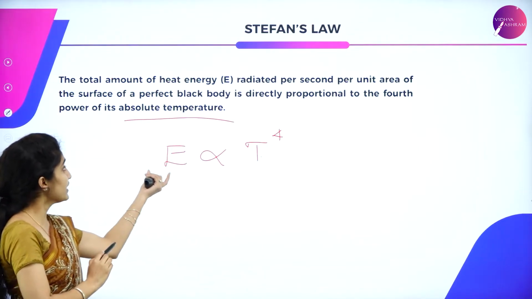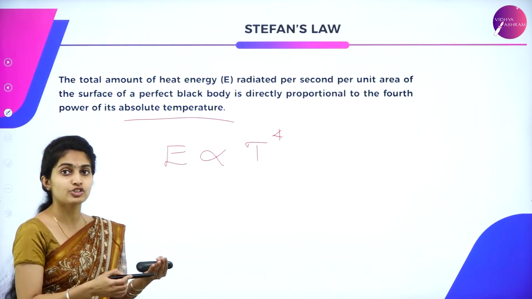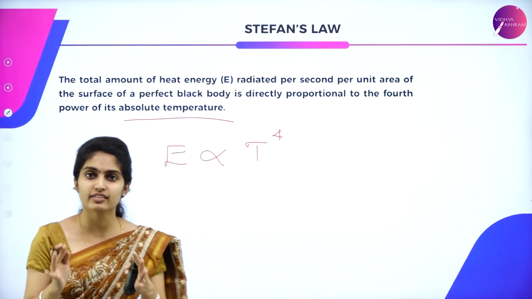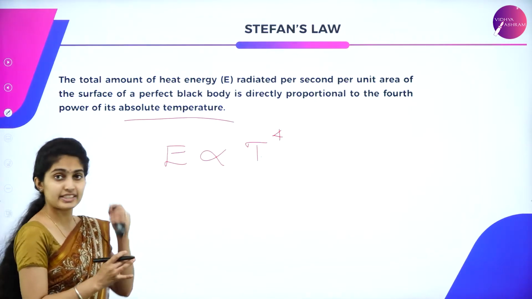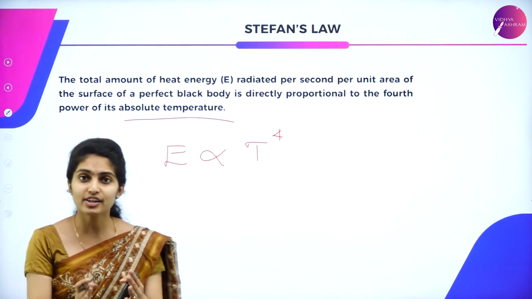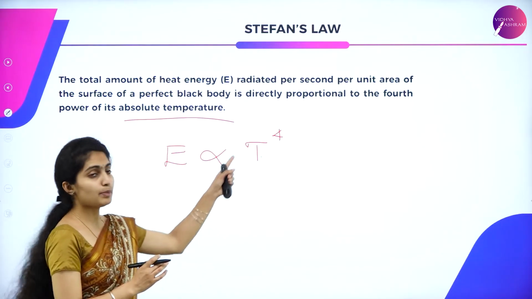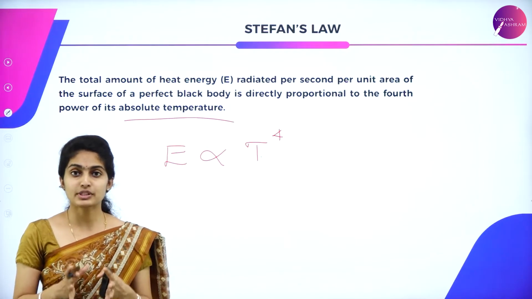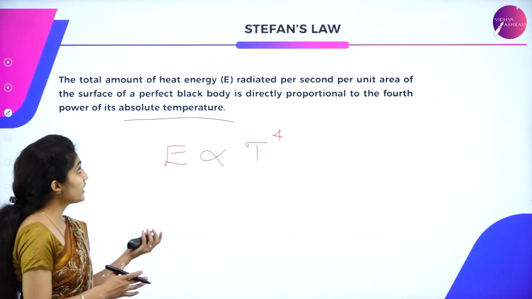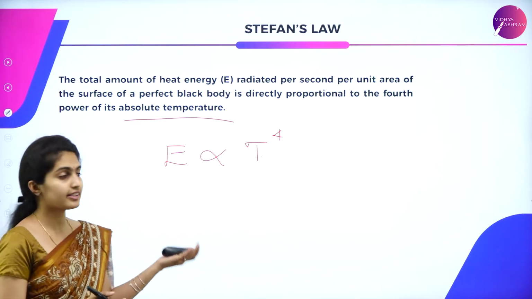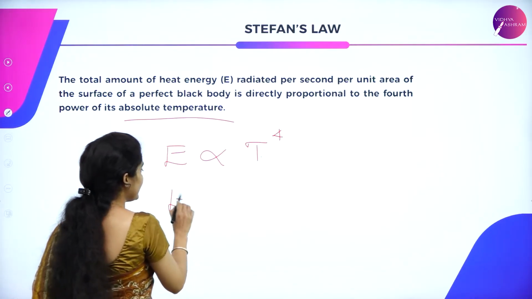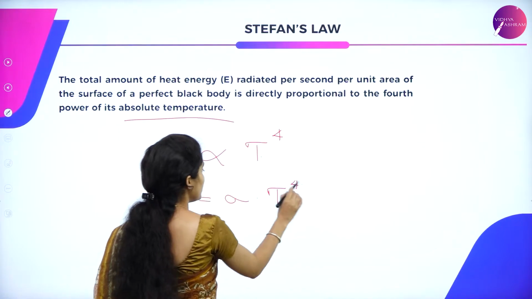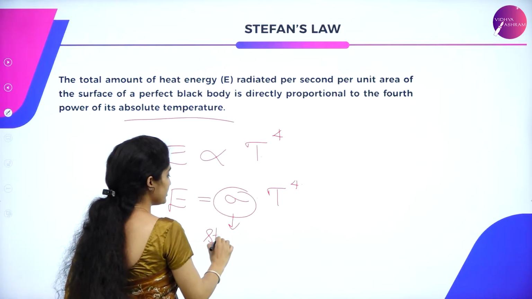So you can say that the energy is the amount of heat energy. What energy are we talking about in this chapter? It is all about the heat energy and nothing other than that. So heat energy is radiated per second per unit area, and it is directly proportional to the fourth power of its temperature. What kind of temperature? It is the absolute temperature we are talking about over here. So that is all about Stefan's law. Having this concept, removing the proportionality constant, we have E equals sigma T to the power of 4, where sigma is called Stefan's constant.